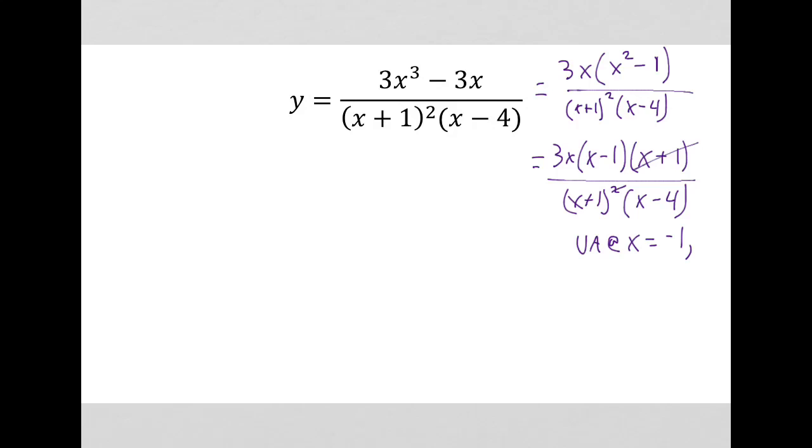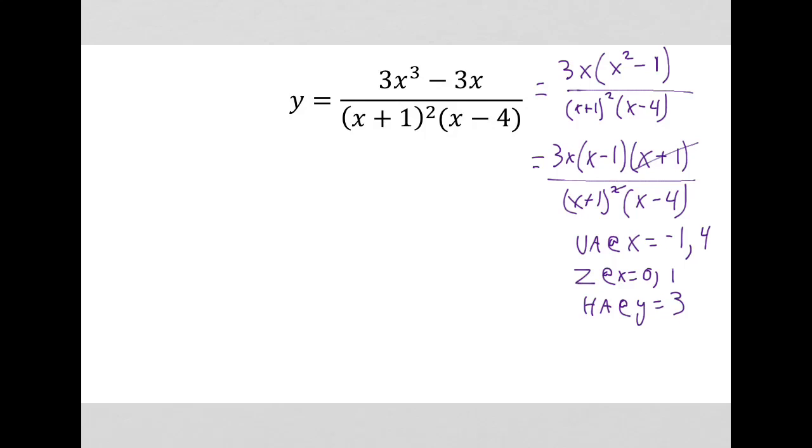We're going to have another one when x equals positive 4. We're going to have zeros at x equals 0 and x equals positive 1. And if you think about the degree of the function, it's 3x cubed over x cubed. So we're going to have a horizontal asymptote at y equals 3. So let's see if we can piece this together now.